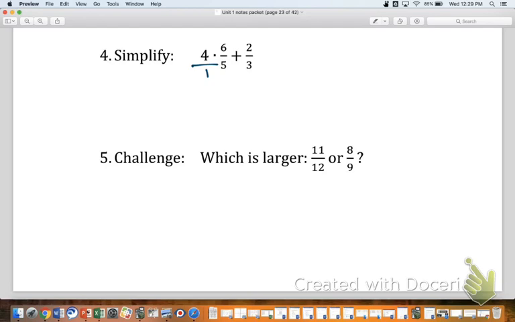When you are multiplying two fractions together, Irene, what do you do? You just multiply the numerator and denominator. So I multiply a numerator times a denominator? No, you multiply a numerator times a numerator and denominator times the denominator. There you go. That's exactly right. That was well said. So 4 times 6 is 24. 1 times 5 is 5. We still have that plus 2/3 hanging out there.